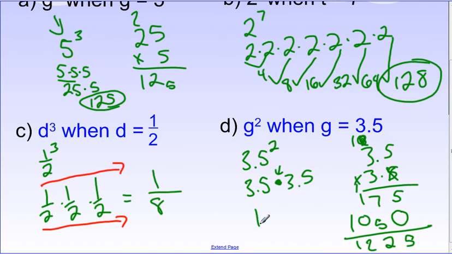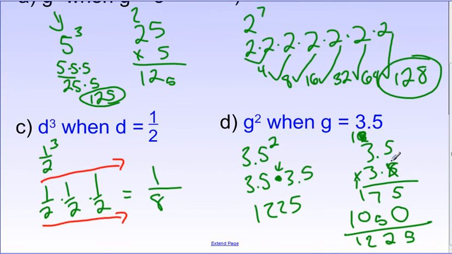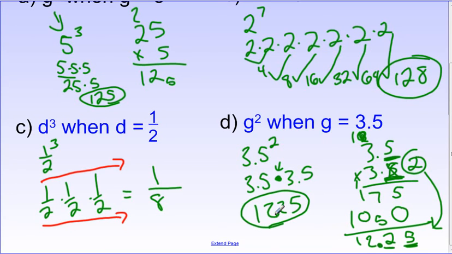So we got 1, 2, 2, 5, but in the problem there are 2 numbers after the decimal. It has to be the same in the answer. So 1, 2, decimal goes there. 12.25 is our answer.